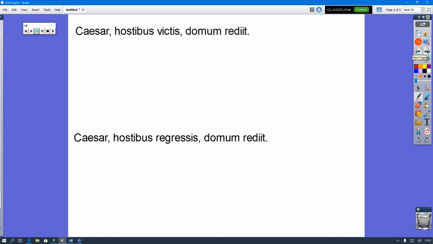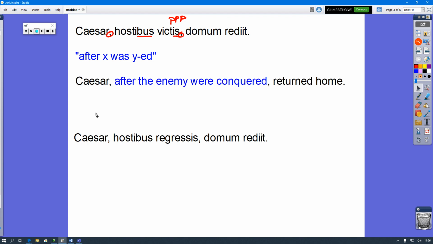So let's look at translating. First example, I've got commas, I've got a PPP, and I've got ablatives, so I have an ablative absolute. The formula that I'm always going to start with for an ablative absolute is "after X was Y'd." So in this sentence, my first translation will be: Caesar, after the enemy were conquered, returned home.